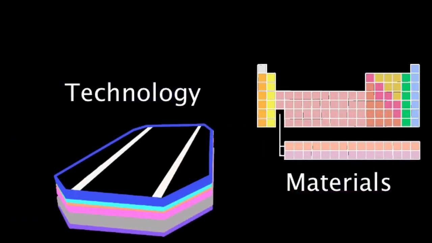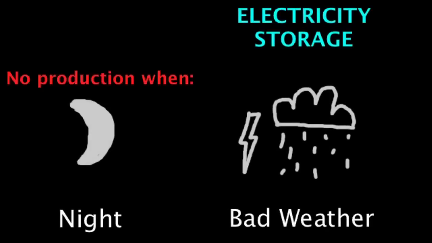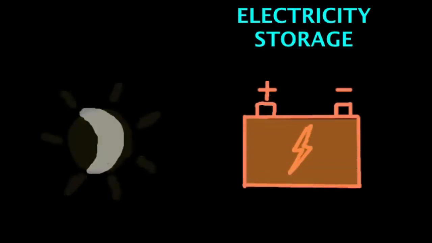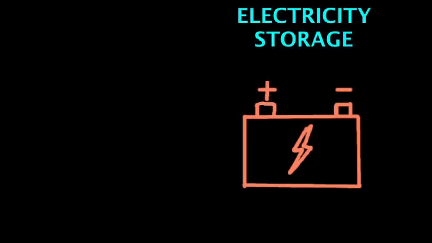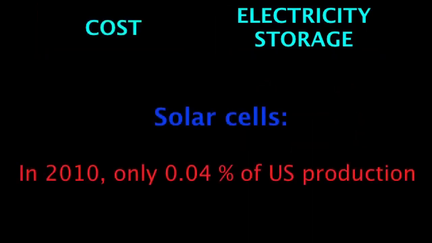However, improvements in technology and in materials will probably make solar cells more affordable in the future. Also, the electricity provided by solar cells is not available all the time. We could theoretically store the surplus of electricity during the day and use it at night, but storing these huge amounts of electricity is still complicated and expensive. These two reasons mainly explain why today only 0.04% of US electricity comes from solar cells.